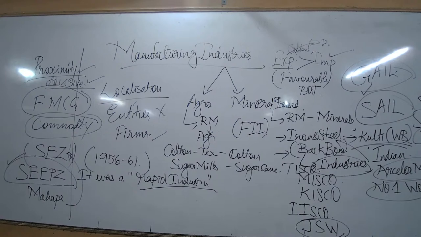Next, nearness to market. Nearness to market, especially for perishable goods, especially milk and milk products, vegetables and fruits.